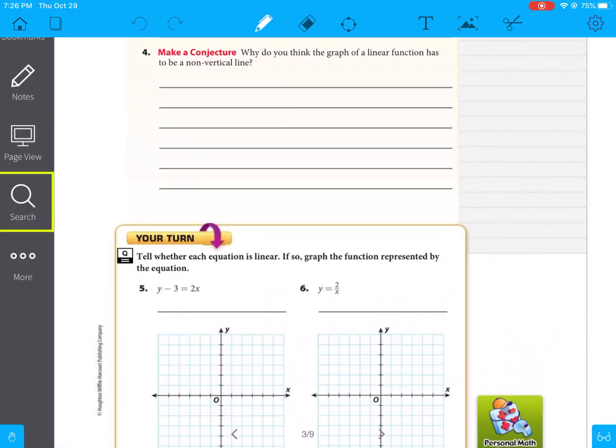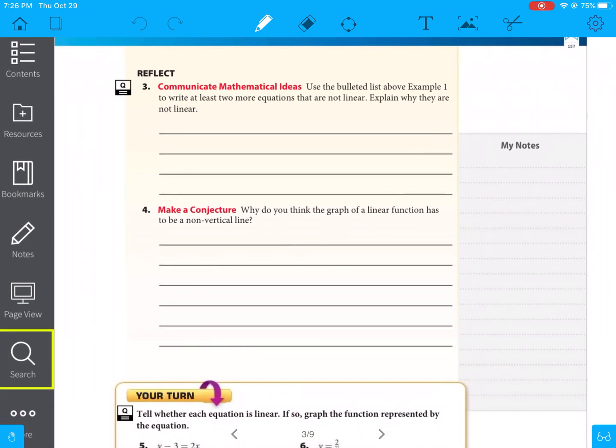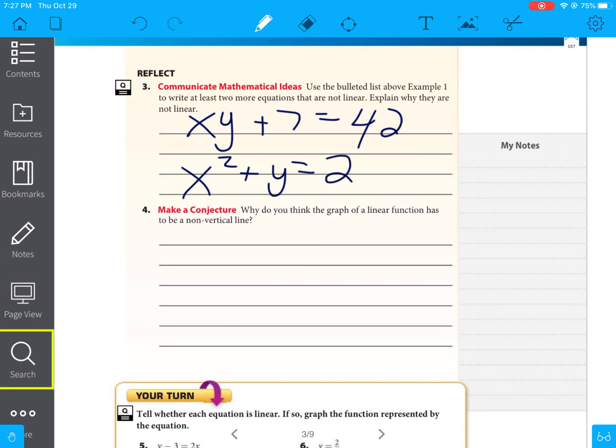Okay, so if you look up here, use the bulleted list above, example 1, to write at least 2 more equations that are not linear. So you could say xy plus 7 equals 42. It is not linear, because they're multiplied together. You could also say x squared plus y equals 2. That cannot be linear because of the squared.